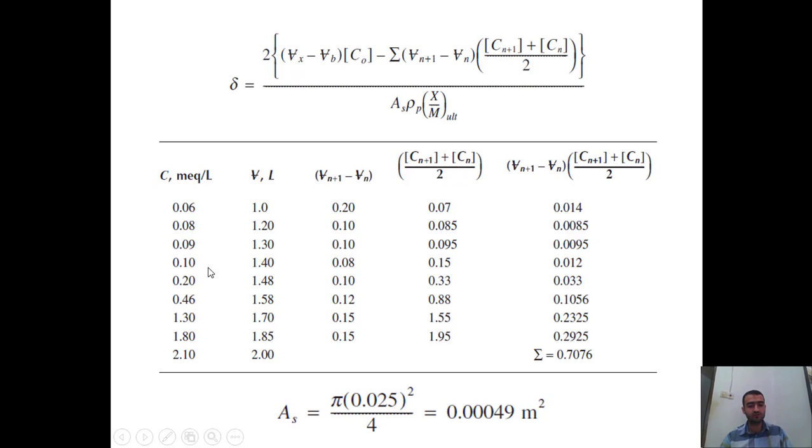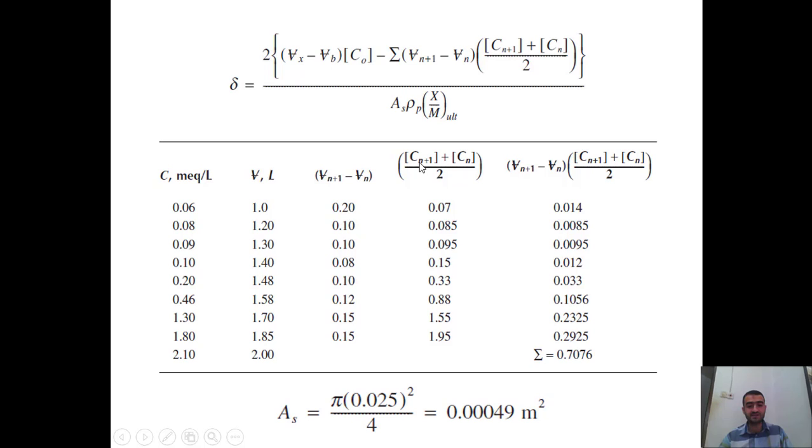We have C, we have V for each point of treatment, for each period of time. So first of all, this part is V(n+1) minus V(n), which means the second V minus the first V, and the third V minus the second V, and so on. It will be calculated as 1.2 minus 1, which is 0.2, and 1.3 minus 1.2, which is 0.1, and you continue the whole column like this.